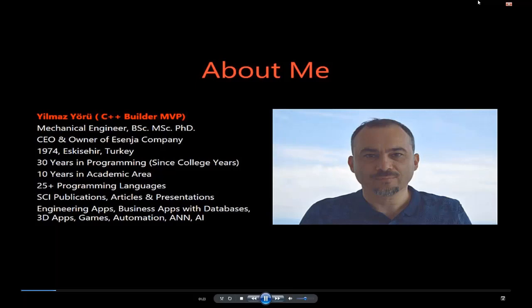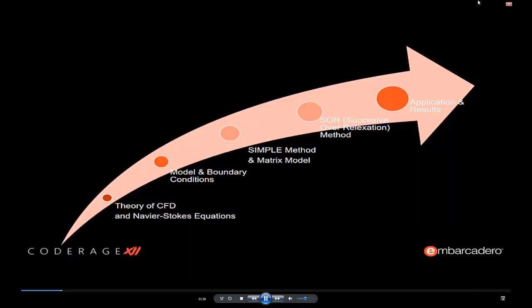In this presentation, I'm going to tell about the theory of CFD and Navier-Stokes equations. Then I'm going to talk about the model and boundary conditions, the SIMPLE method and matrix model. And then SOR, successive over-relaxation methods, and application and results.